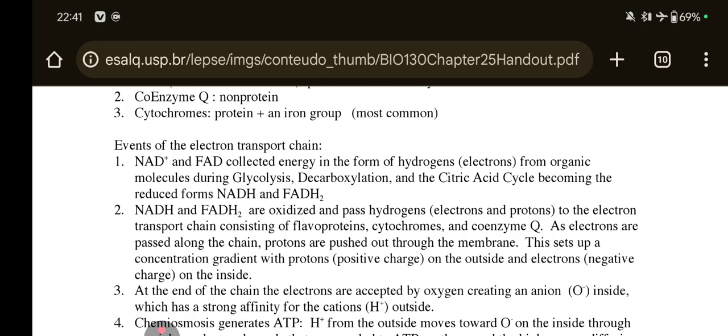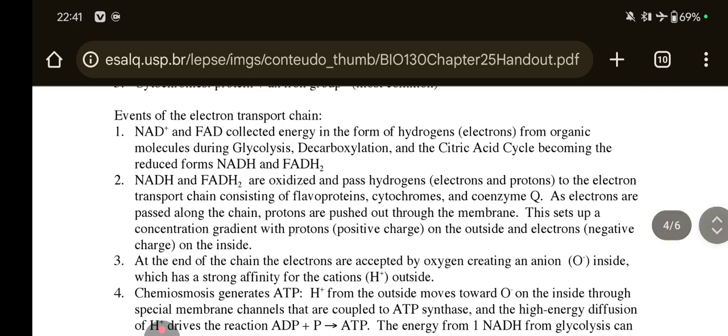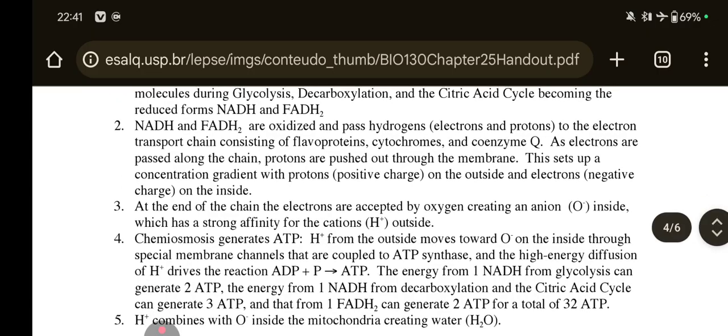Events of the electron transport chain: 1. NAD+ and FAD collect energy in the form of hydrogens from organic molecules during glycolysis, decarboxylation, and the citric acid cycle, becoming the reduced forms NADH and FADH2. 2. NADH and FADH2 are oxidized and pass hydrogens to the electron transport chain consisting of flavoproteins, cytochromes, and coenzyme Q. As electrons are passed along the chain, protons are pushed out through the membrane. This sets up a concentration gradient with protons on the outside and electrons, negative charge, on the inside.